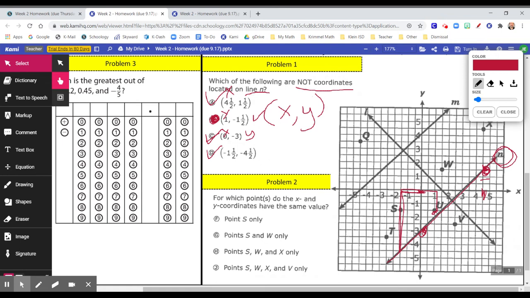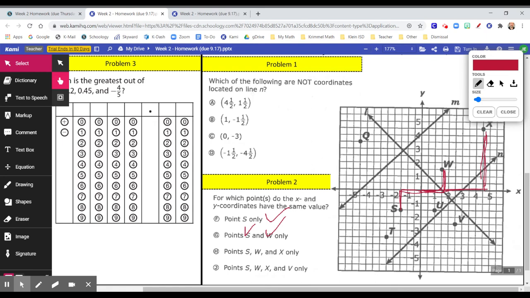Okay. So in problem 2, for which points do the x and y coordinates have the same value? I'm going to clear this off here. You don't have to clear it with your board. So S: -2, -2. That's true, so S is correct. Now W, 1.5, 1.5. So x is 1.5, y is 1.5. That's true. So let's check X. X, we're going to go +4.5, +4.5. 4.5, 4.5.